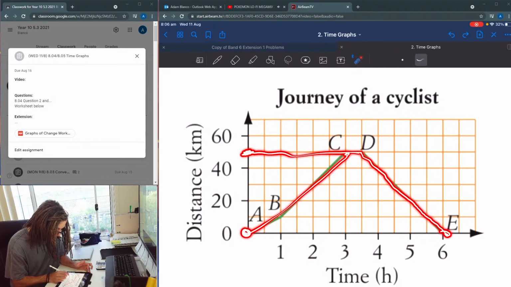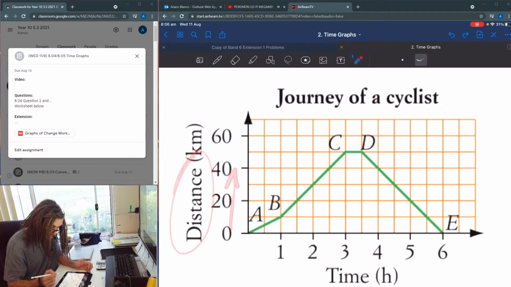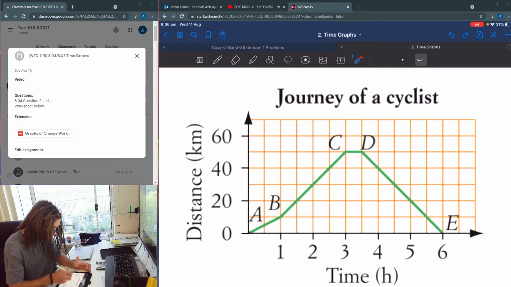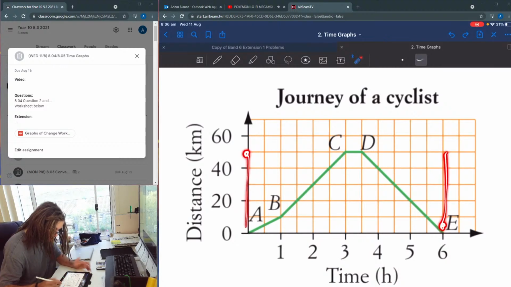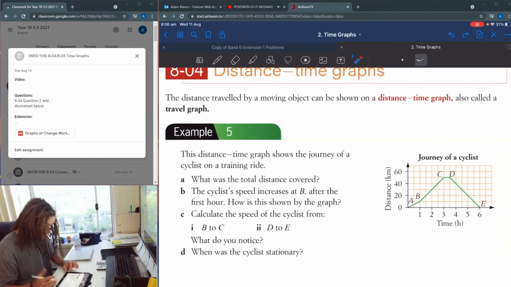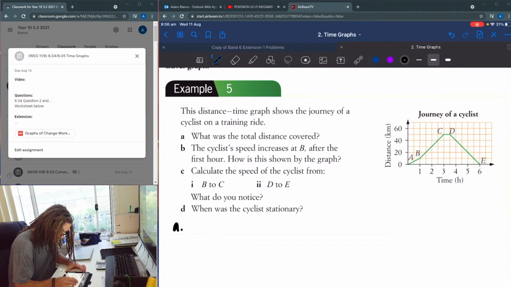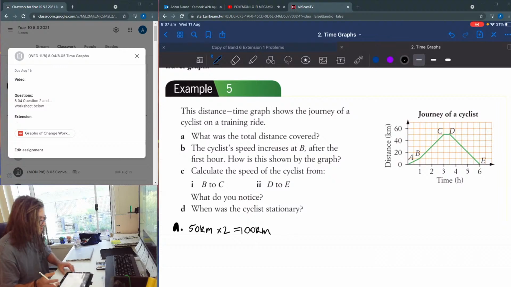This is where he's starting. The further up the graph he goes, that's how far away he is. The further across, that's how long he's been traveling for. So the distance in this case goes up to 50, and then it goes back down from 50. So his total journey is 50 kilometers away, and 50 kilometers back, so that's 50 kilometers times 2, which is just 100 k's. So he's traveled 100 kilometers. That's a pretty big ride.